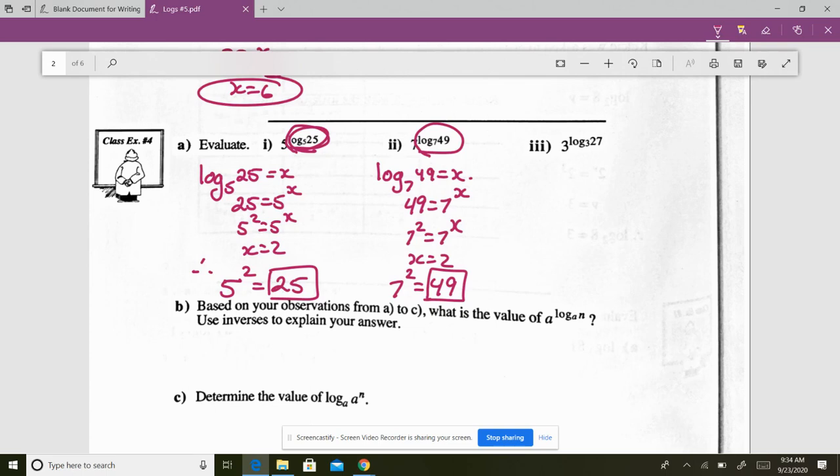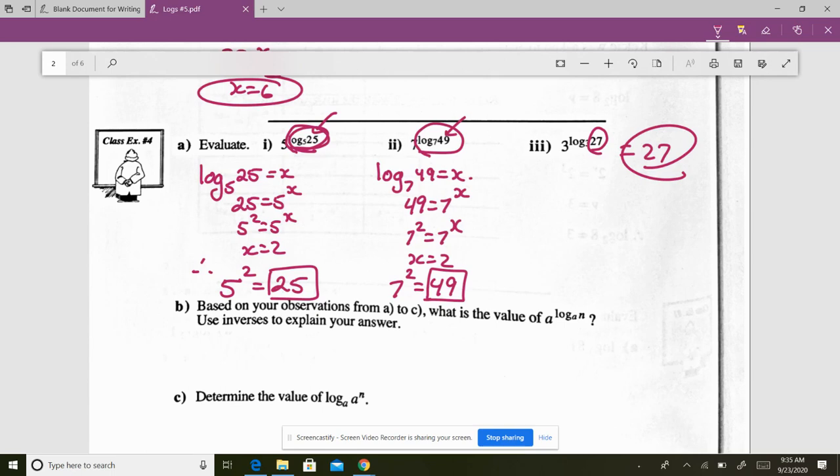Just yell it out. Okay, what's the pattern? The number being logged? It equals this number here, right? What's the answer to the third one? 27. The value of this whole thing is 27.